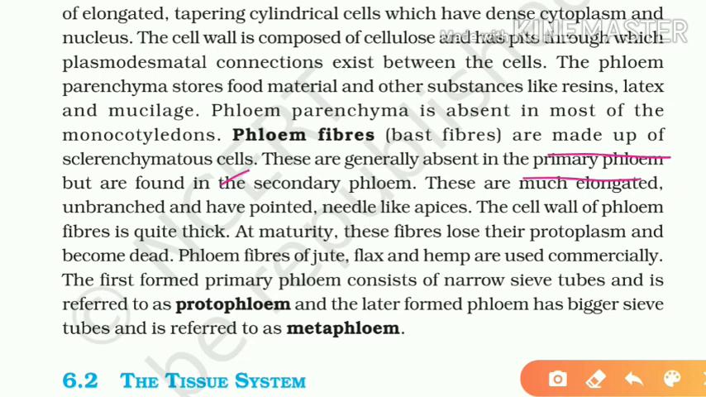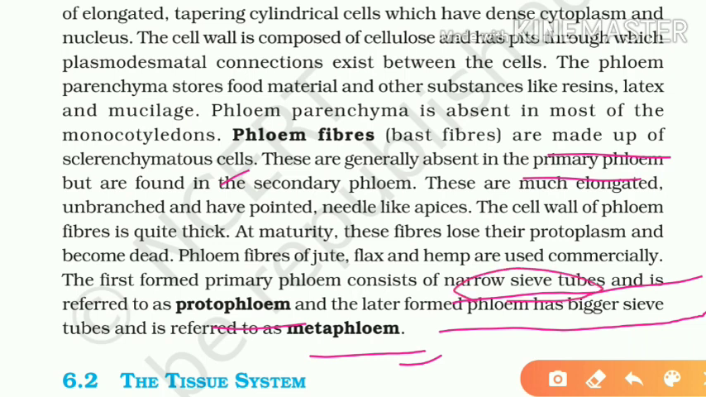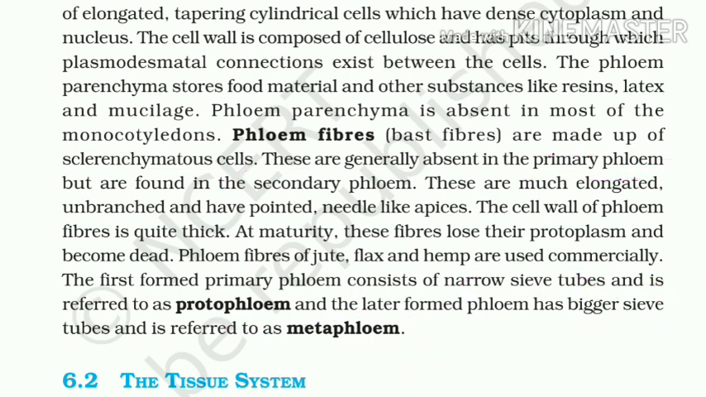Basically there are two types of primary phloem. The first formed primary phloem is said to be protophloem, like protoxylem which we discussed in the xylem part. Same as that, the later formed phloem has bigger sieve tube elements and is said to be metaphloem. So the first formed one consists of narrow sieve tube elements, whereas the next formed one consists of bigger sieve tube elements. So this is about today's class, guys.